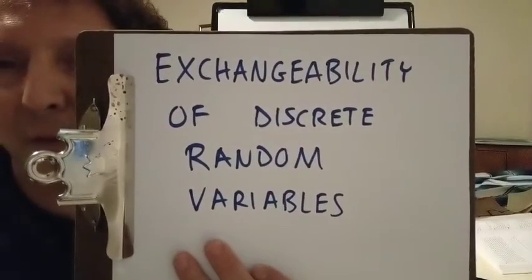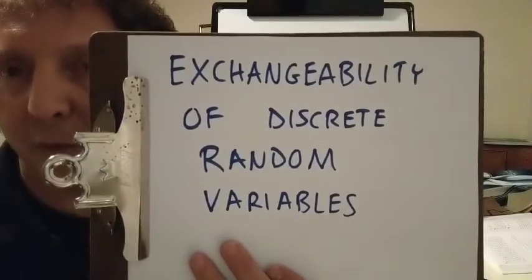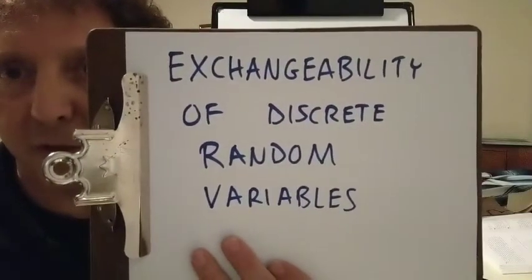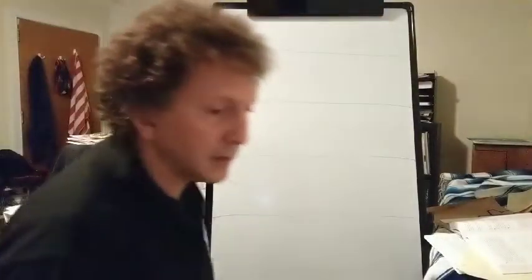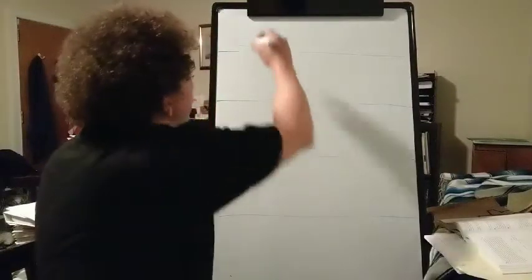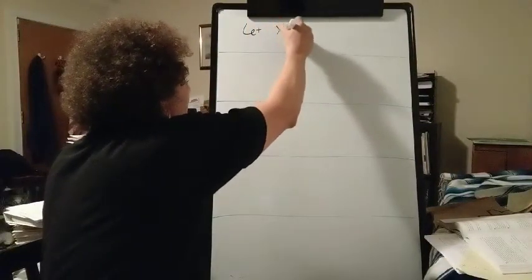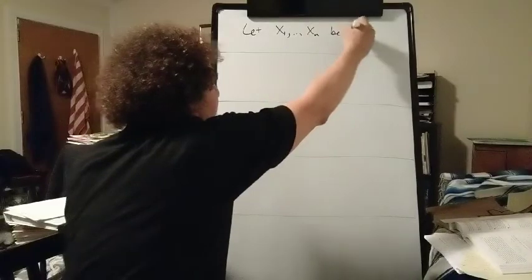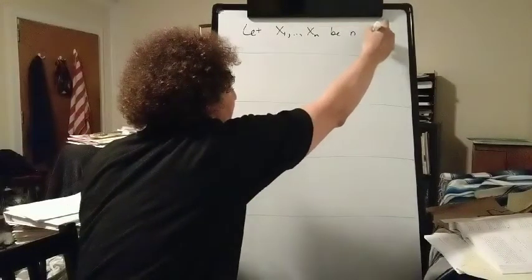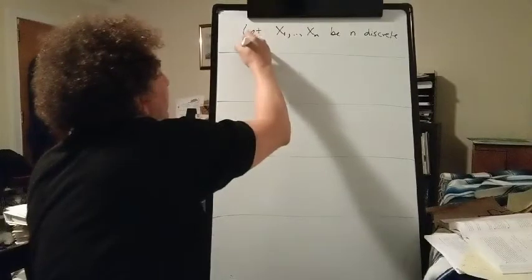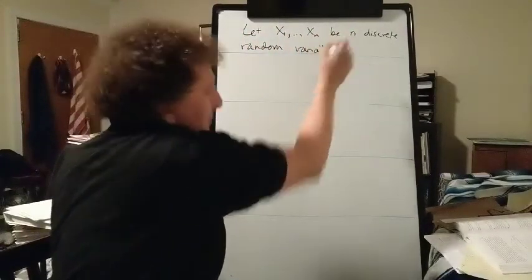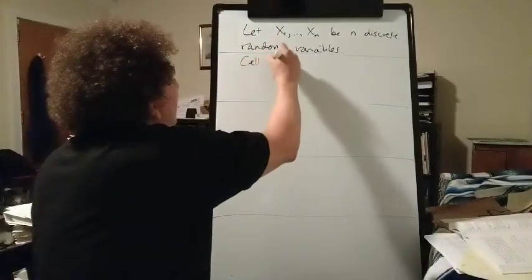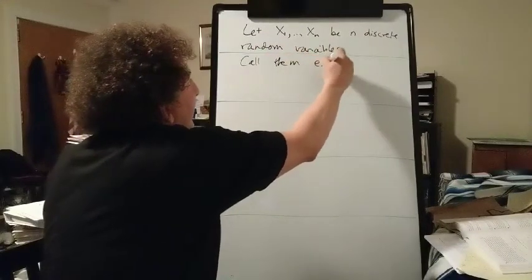I want to talk about something that we've seen a couple times already with random variables, but we didn't give it a name yet. It's called exchangeability. Let X1 through Xn be n discrete random variables. We're going to call them exchangeable.